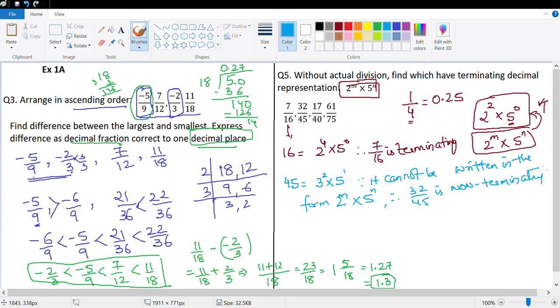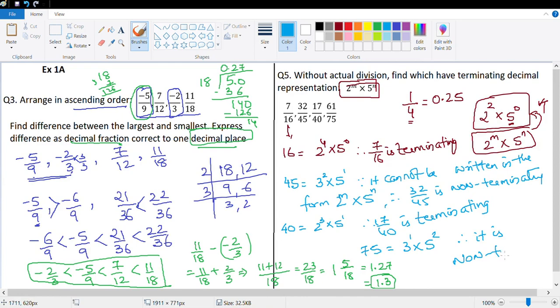Let's look at the next one, 40. 40 can be written as 8 into 5, which means 2 cube into 5 to the power 1. Therefore 17 upon 40 is terminating. And let's look at the last question here. 75 can be written as 3 into 25. Yes, so that's 3 to the power 1 multiplied with 5 square. Therefore, it is non-terminating. It is terminating only if the denominator can be written in the form 2 to the power m multiplied with 5 to the power n.